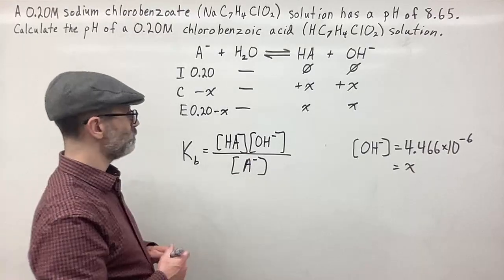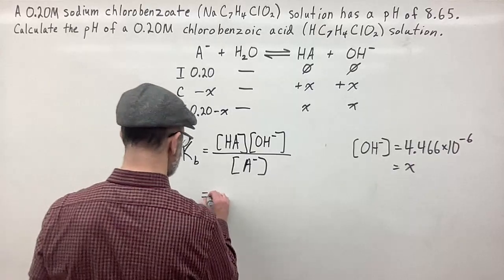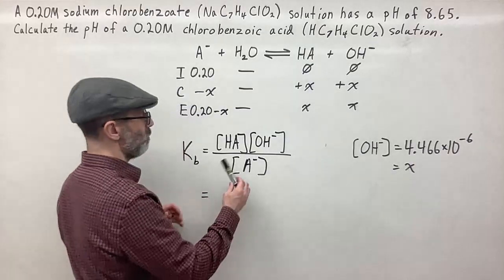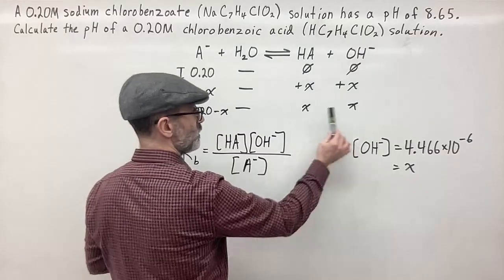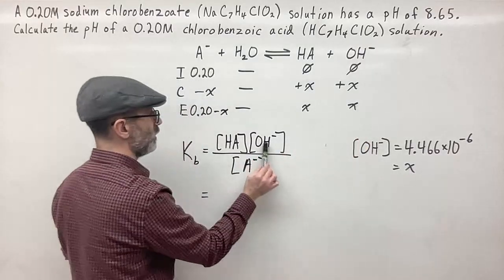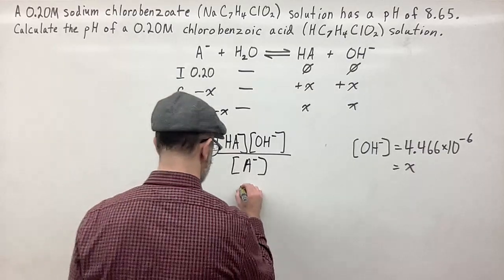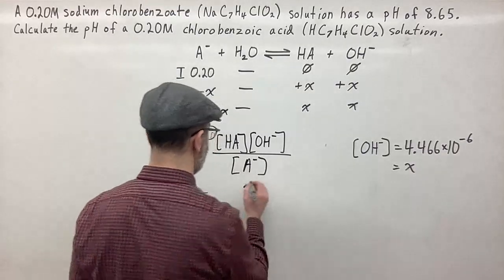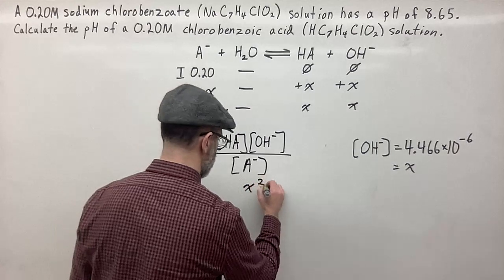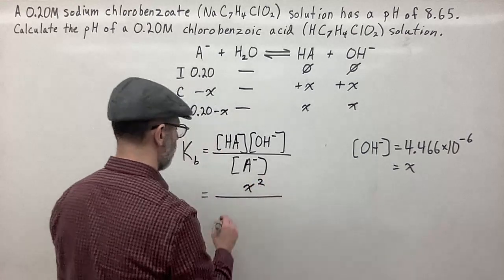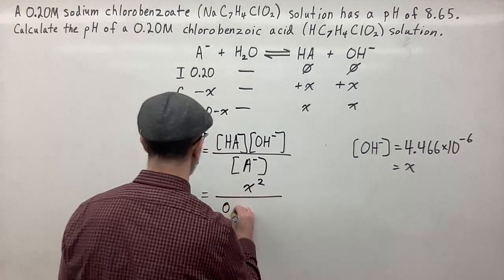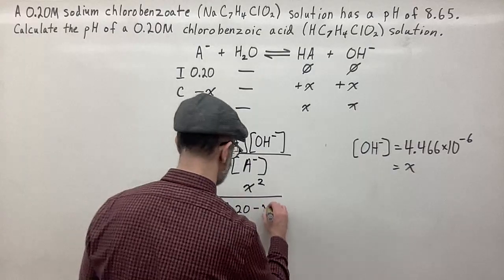And so now this is equal to what we're going to substitute here. We could substitute x in for both of these, and we could substitute this in as well. So if we substitute x in for that, x times x is x squared. And then this is going to be 0.20 minus x.